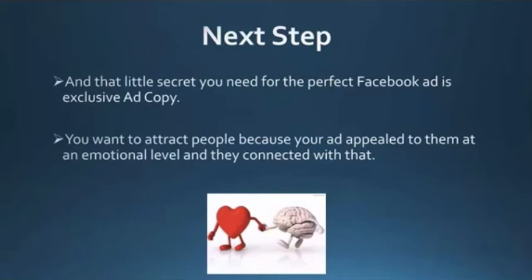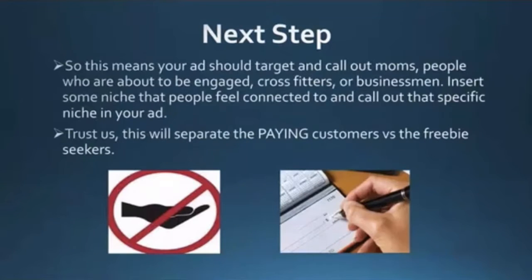And that secret is called exclusive ad copy. What I mean by that is that you want to attract people because your ad appealed to them at an emotional level and they connected with that. So how you do this, let's use that previous example. Remember that mom on that screen? That picture is not going to make a connection with a guy in his 50s. He's going to see that in his peripheral and not even give it a second thought. But a mom's going to see that image and relate with it. She reads that ad copy. It's written to her, and that free 15-minute massage, man, that's something she really wants.